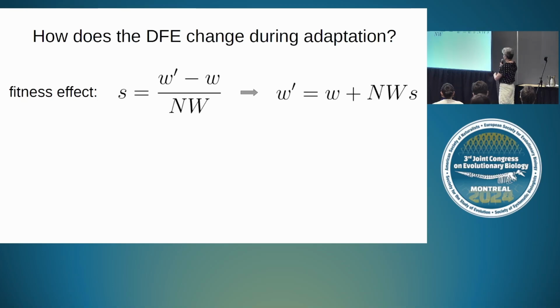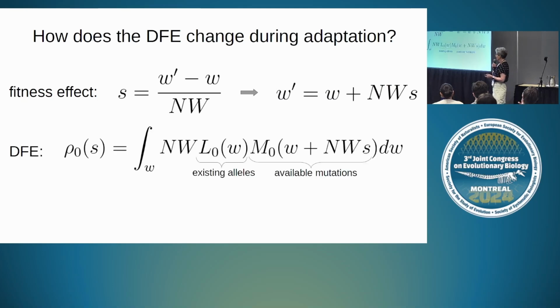And that would look like this. And that allows us to compute the DFE. So the probability that we get a fitness effect of size S, we have to have an existing allele of size W, and then we need to replace it with exactly the right W prime to give us S. So that integral gives us the DFE. And it depends on the distribution of existing alleles and available mutations.